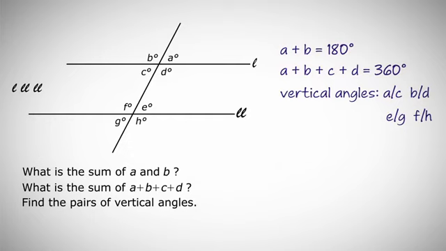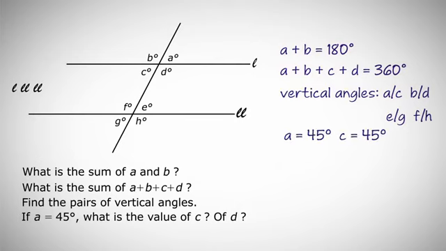Our last example says if A is equal to 45 degrees, what is C? You'll notice that A and C was on our list of vertical angles, which means that they are equal. So if A is equal to 45 degrees, C is also equal to 45 degrees. What about D? What would angle D equal?